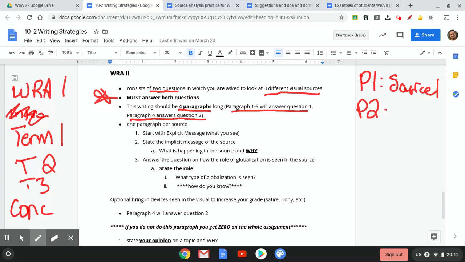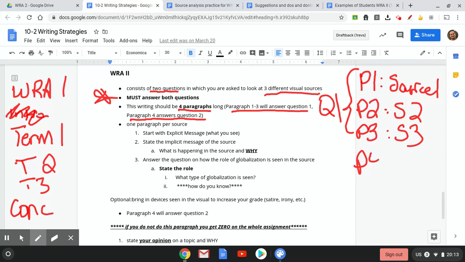Paragraph 2, source 2. Paragraph 3, please tell me you can guess what this one's going to be. Source 3. These three paragraphs are question 1. That'll make more sense in a few minutes. Let's just take a bit of time to understand the format. So where is paragraph 4 going to be? This is question 2.